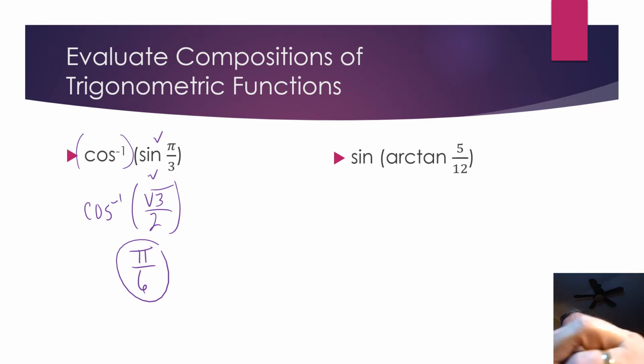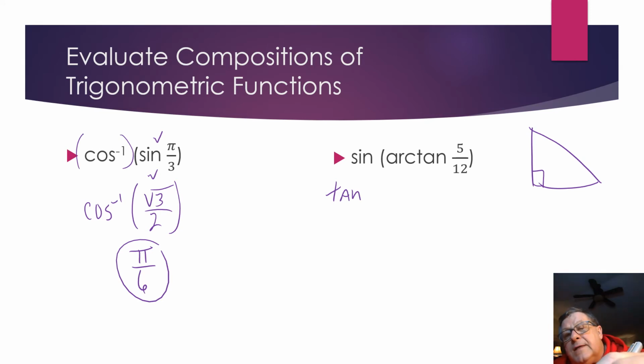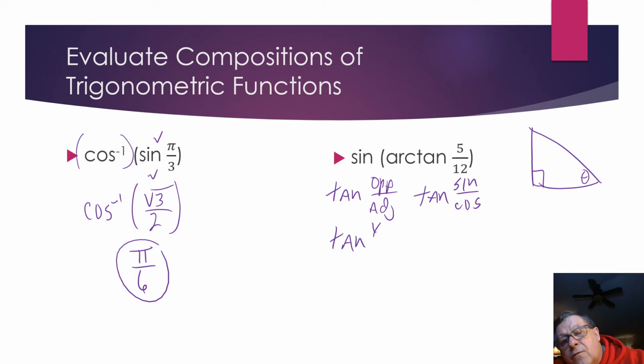Well, it's not going to be one of those general angles, so I think I'm going to sketch a 90-degree triangle. Maybe this will help me. Now, I might remember that the tangent itself is, and let's say this is theta here, the opposite over the adjacent. Also, the tangent is the sine over the cosine. But also, on the coordinate plane, the tangent is y over x.